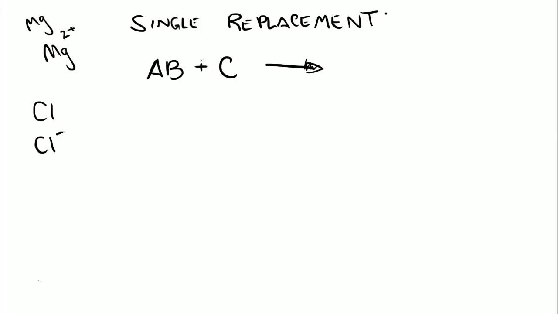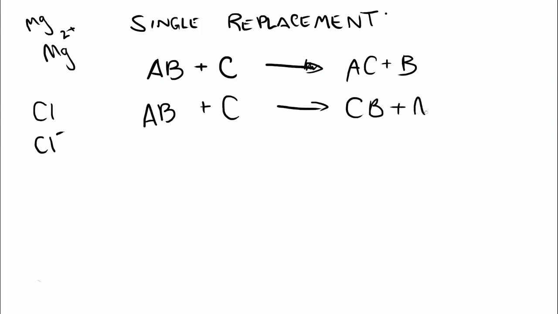So let's look at, say these are both nonmetals. Then you'd end up with AC plus B. This is your general formula, right? Now, on the other hand, if C was a metal, like A is a metal, then you'd end up with CB plus A. It sounds kind of weird in general form, but it's really intuitive and easy to understand when you think of examples. So let's look at an example.